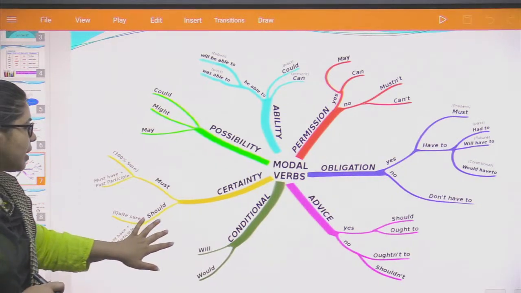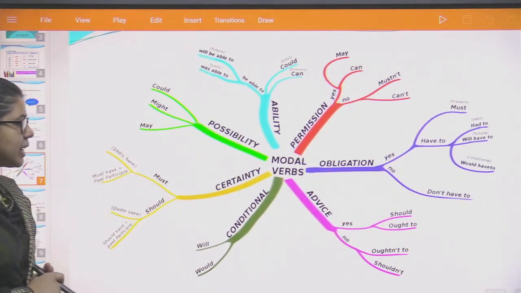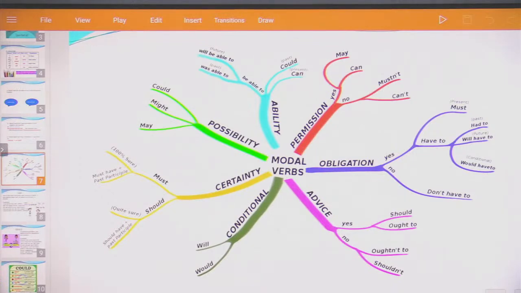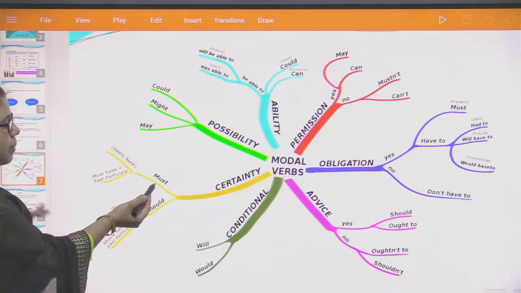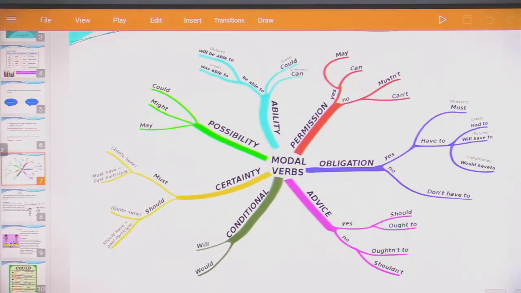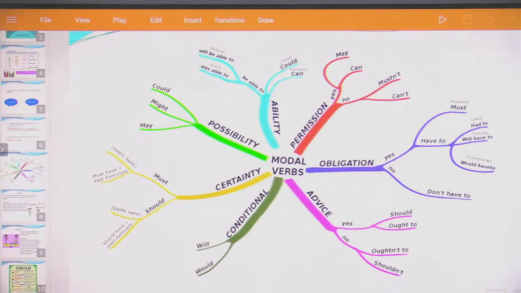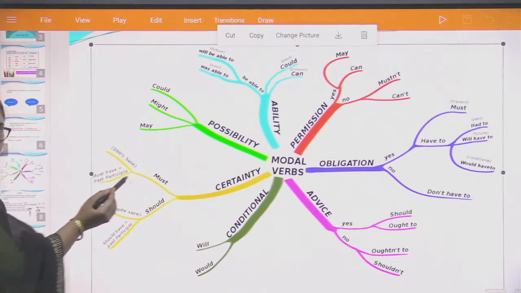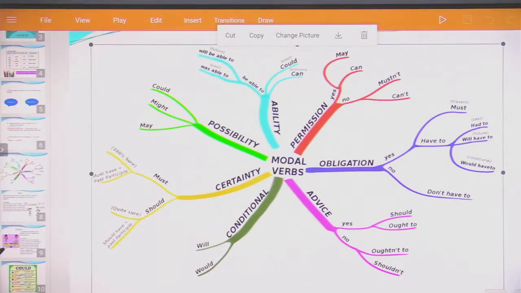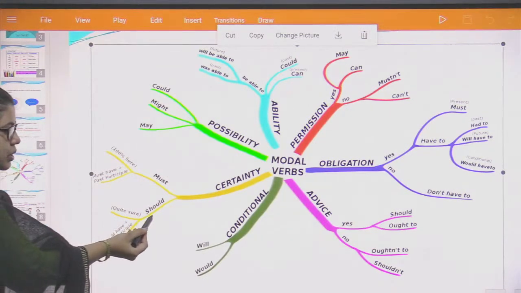Okay, and here we have certainty. So to show the certainty, student, we can use these two points, must and should. Now must and should play different roles here, student. See, 100% sure and quite sure. When you're 100% sure and you're showing some certainty in a sentence, okay, then you will use this must modal verb. And when you're quite sure, then you will use this should.